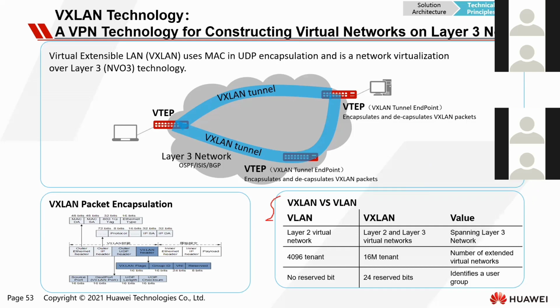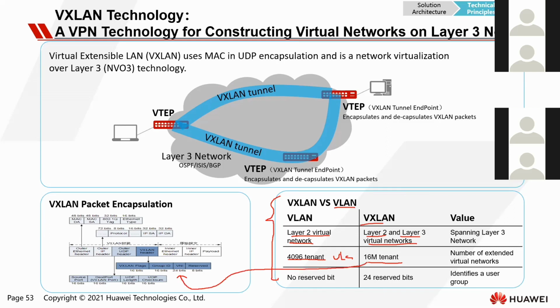By comparing the VLAN and VXLAN, in VLAN it's just a layer 2 virtual network, and in VXLAN we have the layer 2 network on top of a layer 3 virtual network. And in VLAN, as you know, we can only support up to 4096 VLANs. So in this case, we are only able to support 4096 tenants. However, in VXLAN, we can support up to 16 million tenants. This is due to this packet header.